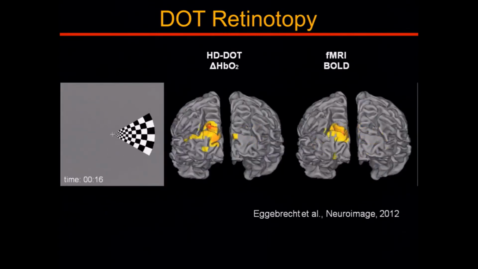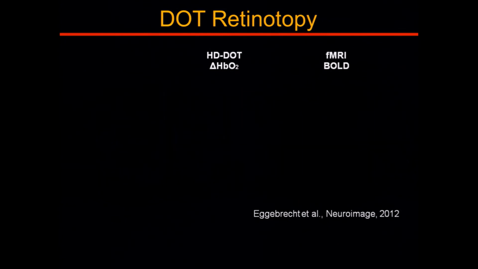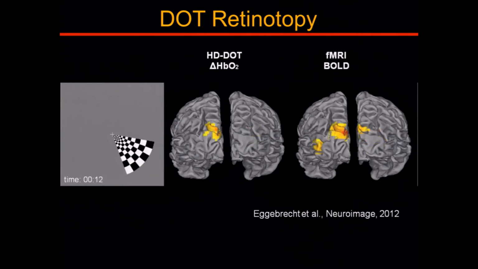So first, the study is a subject just sits and looks at a computer screen, and this flickering checkerboard rotates. And as it rotates, it's mapping out the visual field of view for that subject. The activation is back in the visual cortex, and this movie is sped up by about a factor of 10, so this really takes about 30 seconds to go around. So this is the response in the increase in oxyhemoglobin on the back of the brain, and this is the fMRI BOLD response in the same subject imaged on a different day.